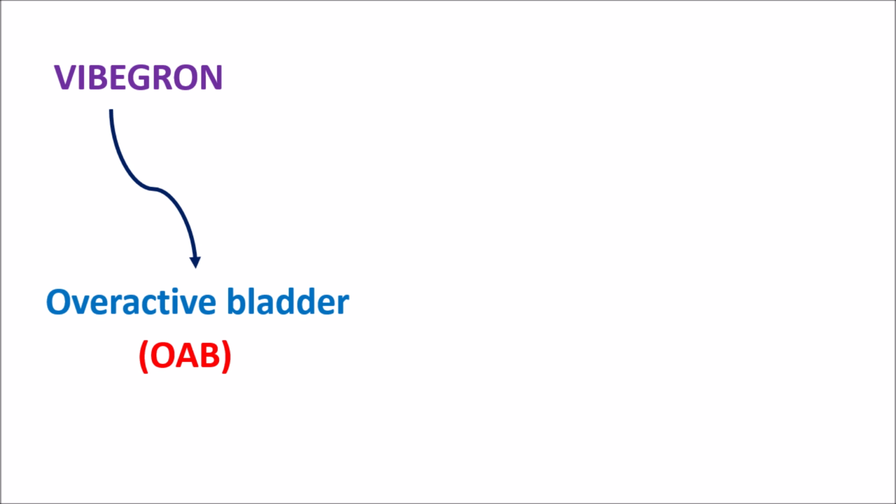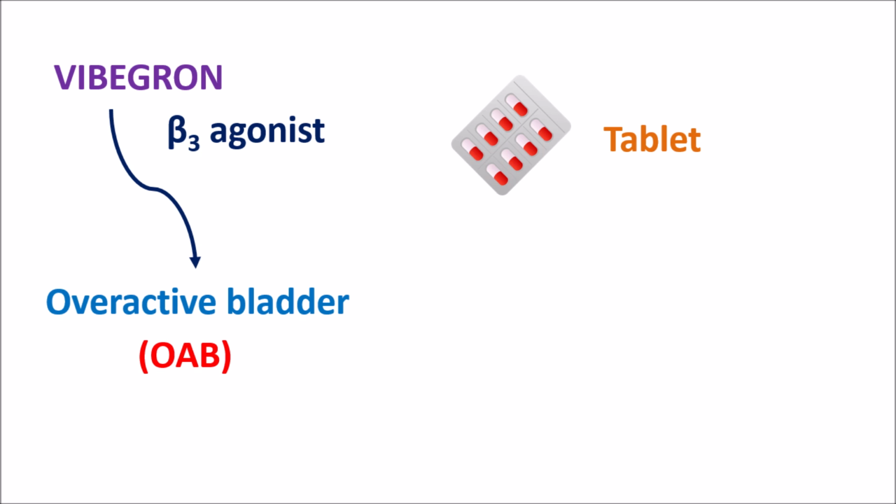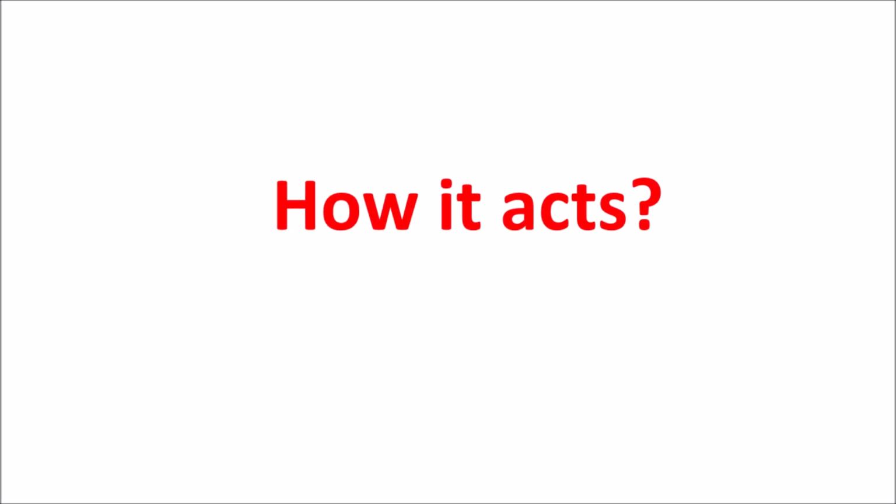Vibegron acts as a beta-3 agonist. So it stimulates the beta-3 adrenergic receptors located on the bladder neck, which produces bladder relaxation. So simply, Vibegron is a bladder relaxant, and this drug is available as a tablet under the brand name Gemtesa. So today in this video we are going to see how Vibegron acts as a bladder relaxant, what are the important precautions, side effects, doses, all these points we will cover in this video. So let us start with how this drug acts.